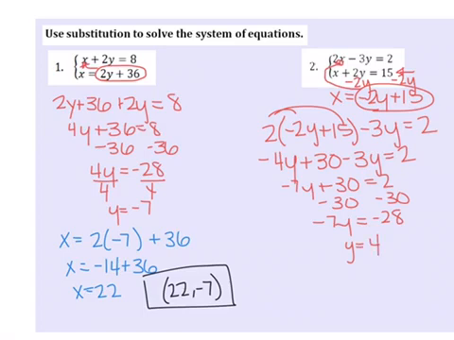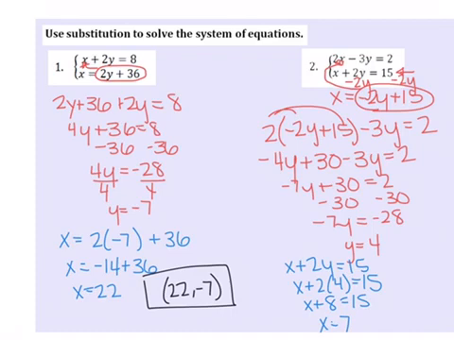So now we're going to go back into that equation, the x plus 2y equals 15, and I'm going to plug the 4 in for the y. So I get x plus 8 equals 15. So I know that x has to equal 7. So my final solution is going to be 7, 4.